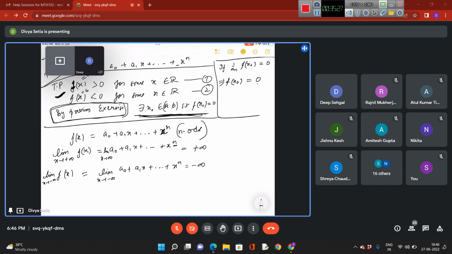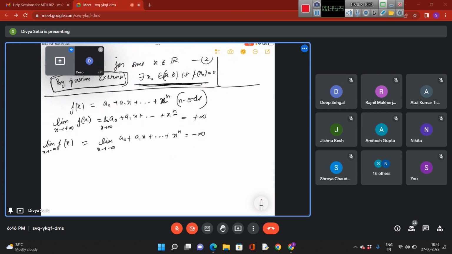Because if you put any negative number and it's an odd degree, each and every term will tend to minus infinity, because this is the highest power. If it is going to minus infinity, it doesn't matter where other terms are going. This is the highest power. You just have to check this thing. Why is it sufficient to check this highest degree?